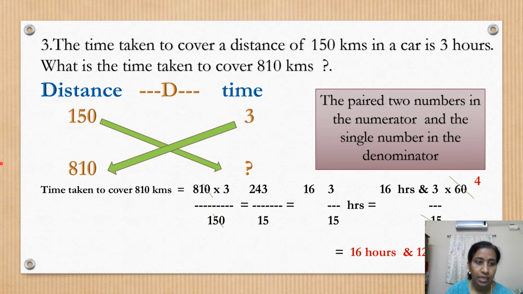Here again you can notice that I am not using the distance formula: distance equals speed into time, speed equals distance by time, or time equals distance by speed. I am not using that. I am only using the shortcut, and I am getting the answer 16 and 3 by 5 hours. But mostly the answers will not be given as fractions. So I need to convert this 3 by 5 into minutes. So the answer is 3 by 5 multiplied by 60, because you know that 1 hour equals 60 minutes. 5 goes into 60 12 times, and 3 into 12 is 36. So the answer is 16 hours and 36 minutes.